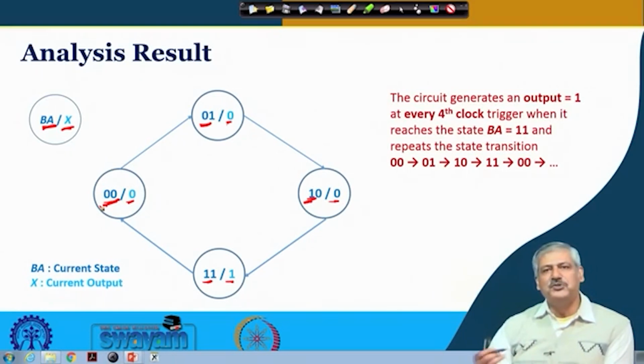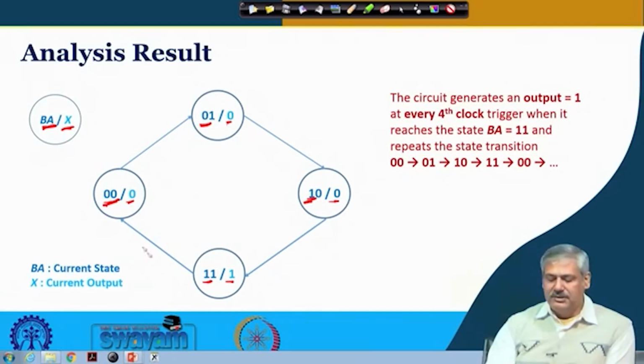So, this is one way we can visualize what is happening in that circuit after analysis. The other one is a text description, where we say the circuit generates an output 1 at every 4th clock cycle. That is what you can see when it reaches the state BA equal to 1 1, because that is the way these flip flops were designated, and it repeats the state transition 0 0, 0 1, 1 0, 1 1. So, that is the way it continues.